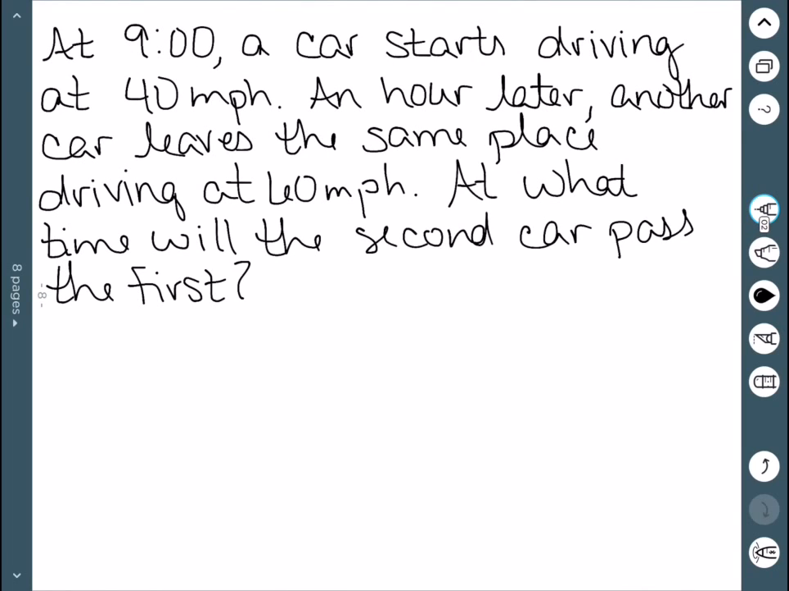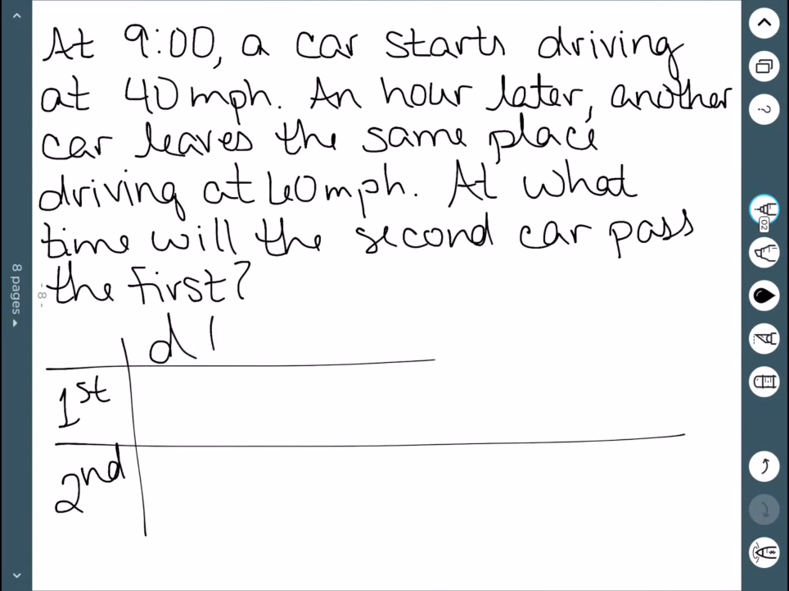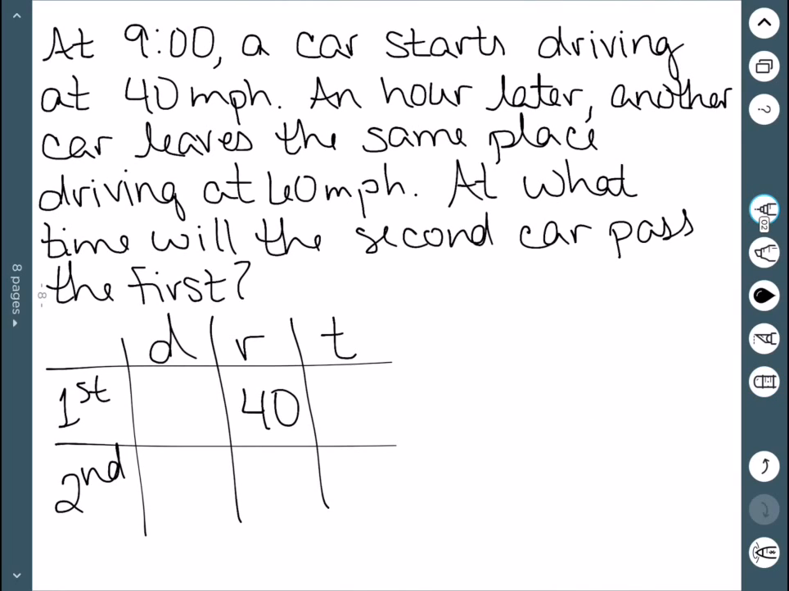We have this problem. At 9 a.m., a car starts driving at 40 miles per hour. An hour later, another car leaves the same place. We are going to assume that they're traveling in the same direction, and is now driving at 60 miles per hour. We want to know at what time the second car would pass the first. So we have our first car and our second car, and we'll set up a table, this time with D, R, and T. The R part is pretty easy to fill out because we already are given that, 40 miles per hour and 60.